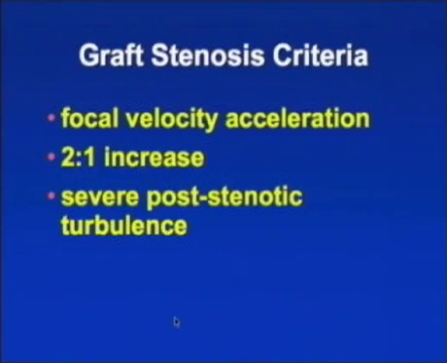For graft stenosis concerning peak systolic velocities, the criteria indicate a 2-to-1 increase, that is a focal velocity acceleration taking place anywhere within the graft or in the feeding artery into the graft or in the distal anastomosis. We also like to see, as in all stenosis, the severe post-stenotic turbulence to confirm that there is at least a 50% stenosis.